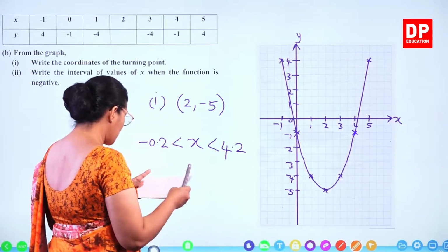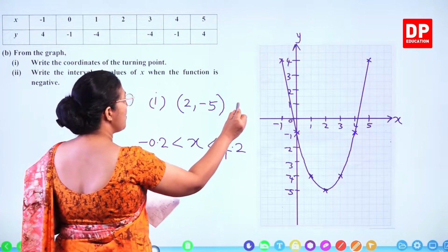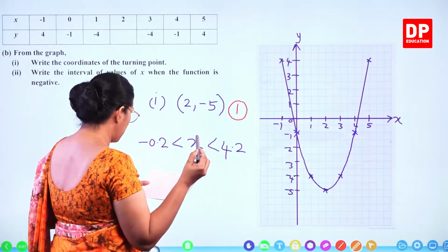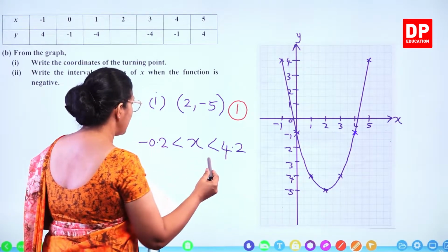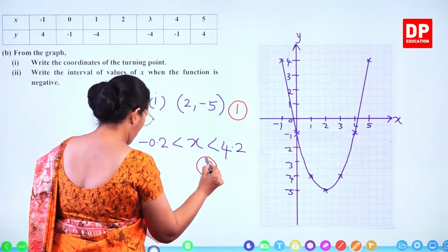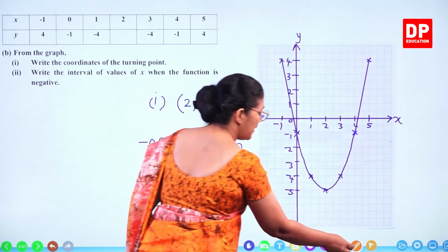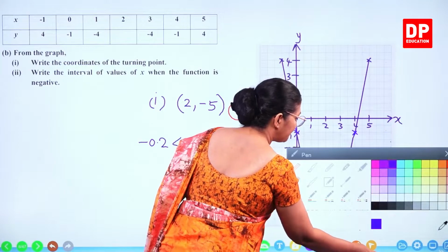So how many marks for that one? You get 1 mark for finding the vertex point and 2 marks for this part. And then let's do the next part.